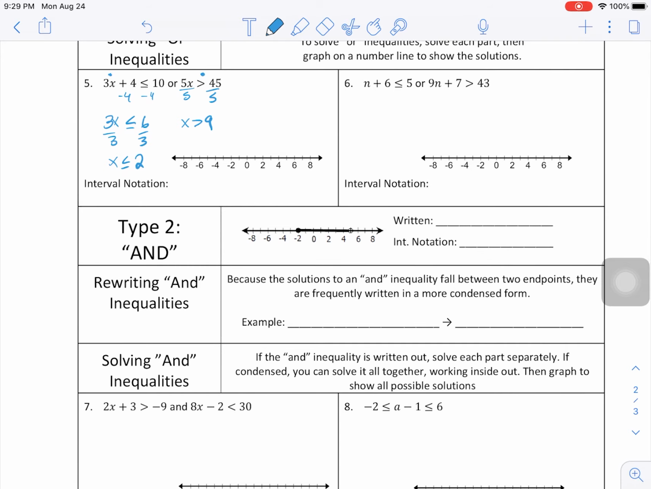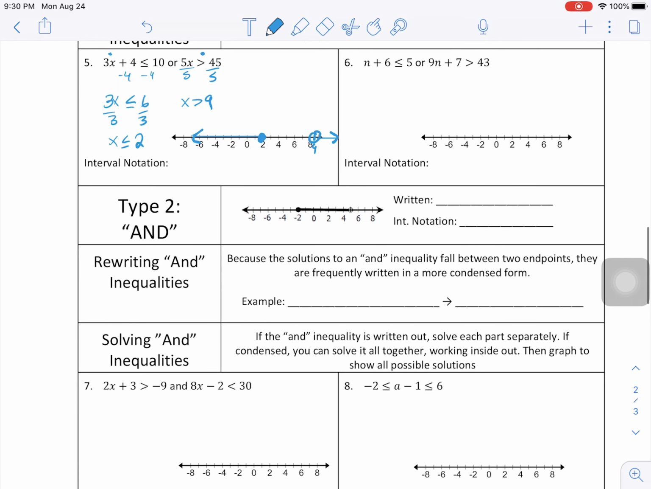So then x is less than or equal to +2. So we go +2, close circle, and then we're going less than that. So we're going to the left. And then we're going 9, which is not even on here. So 9, open circle, and then we're going to the right.